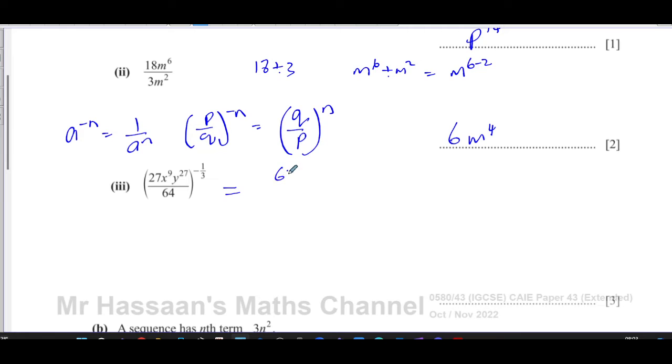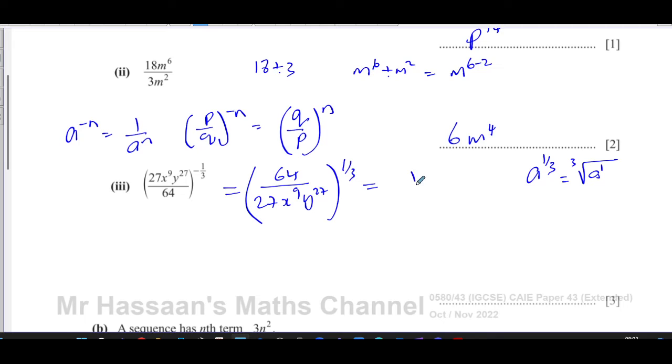So I'm going to write this as 64 over 27x to the power of 9, y to the power of 27, all raised to the power of positive 1/3 now. So now I'm going to deal with these separately. First of all, when you're dealing with numbers like 64 to the power of 1/3, what we should understand is something to the power of 1/3 means the cube root of that thing. The denominator is the root and the numerator is the power. It means cube root of that thing raised to the power of 1.